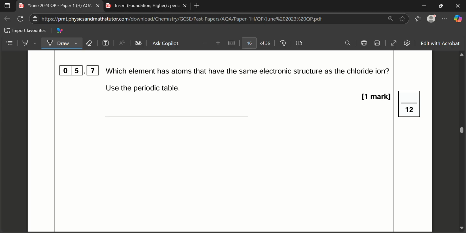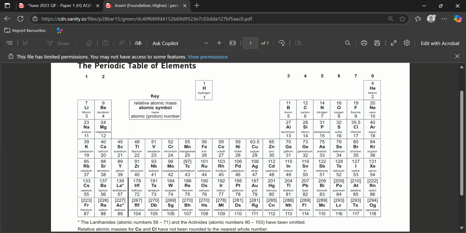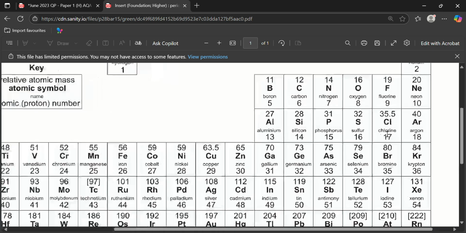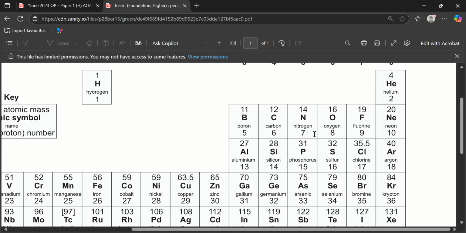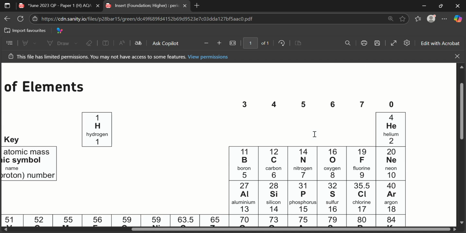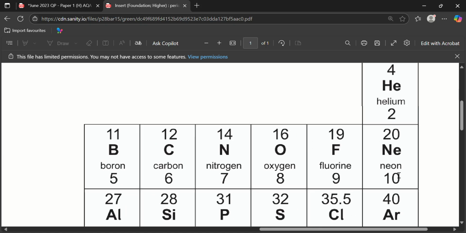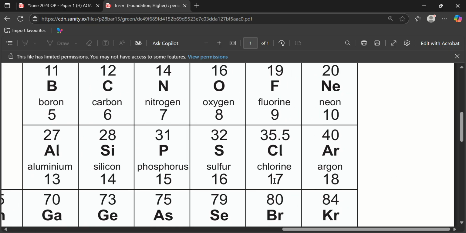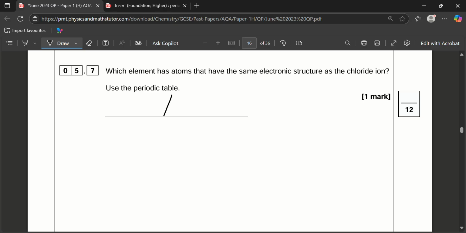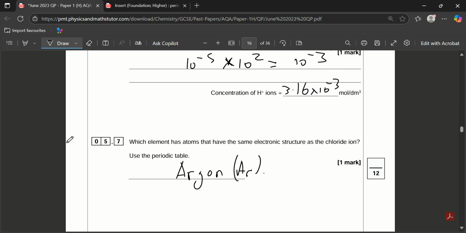5.7. Which element has atoms that have the same electronic structure as the chloride ion? Use the periodic table. I think this is the last question for part 1 of this video. And using the periodic table, we have to go back to the insert. A chloride ion, Cl-, will have to gain an extra electron. So instead of 17, it will have 18 electrons. And as we can see, one across from chlorine, what has 18 electrons? An argon atom. So that's our answer there. Argon.